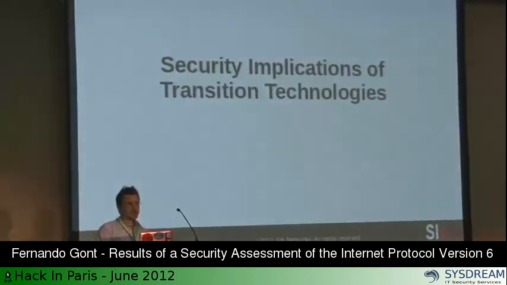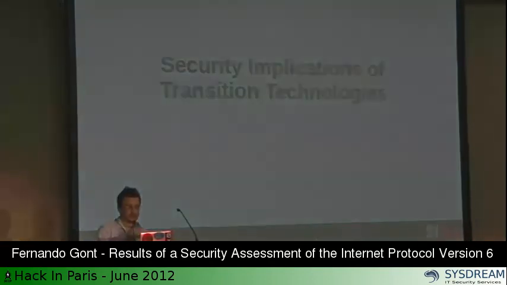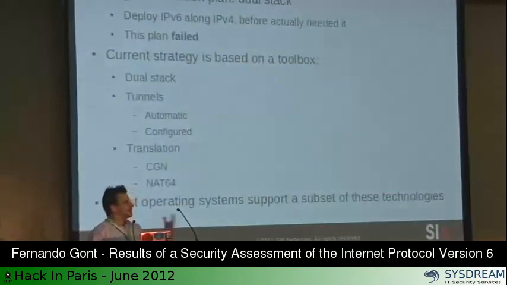A couple of words about security implications of transition and coexistence technologies. The original plan for V6 deployment was dual stack, so we would be deploying V6 in parallel with V4, way before we needed IPv6. That of course failed. So the current plan for V6 deployment is based on a toolbox. We have many different transition and coexistence technologies: dual stack, tunnels, translation, and so on. And many operating systems implement many of these transition technologies.